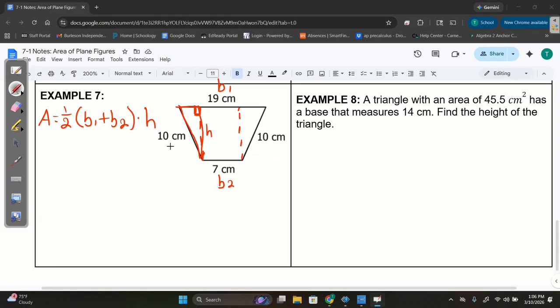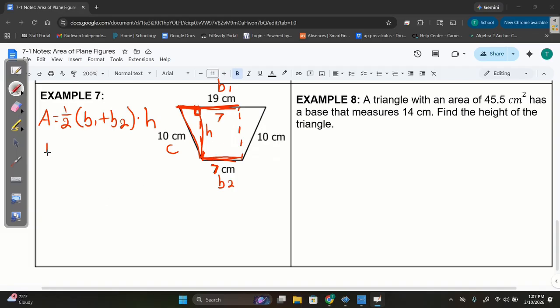First, we have the diagonal here. We need to find out what this distance here is, and we're going to use the bases to do that. Here, this is 7 centimeters long, which means that this portion here is also 7 centimeters long.